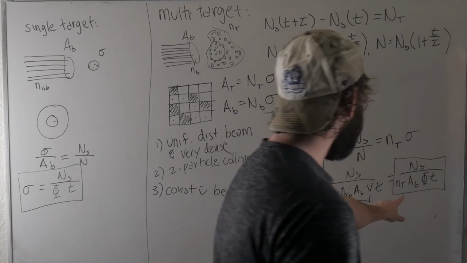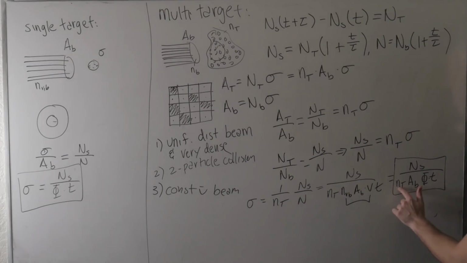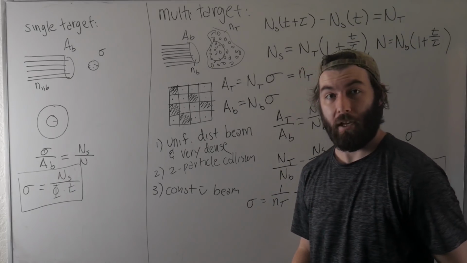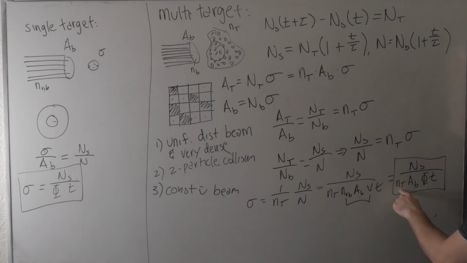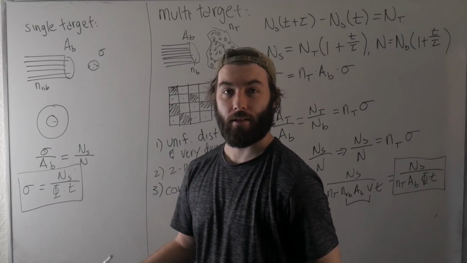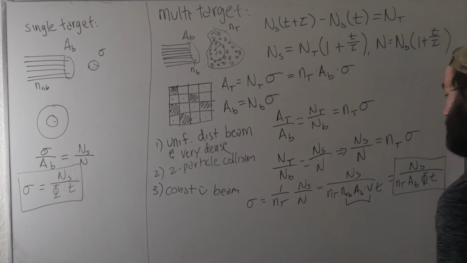Now let's see. So this is the number of target particles per unit cross-sectional area of the beam. If we have one particle in that cross-sectional area, then we have 1 per AB, so the AB's cancel, and we get just a 1 here, and this reduces to the single particle target. So that's a nice little check that we're doing everything correct here.